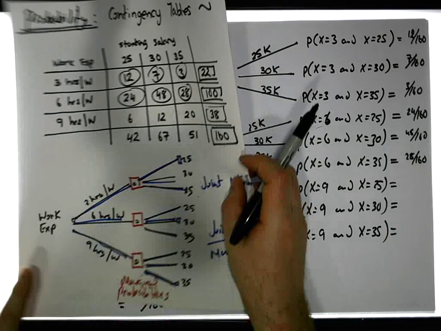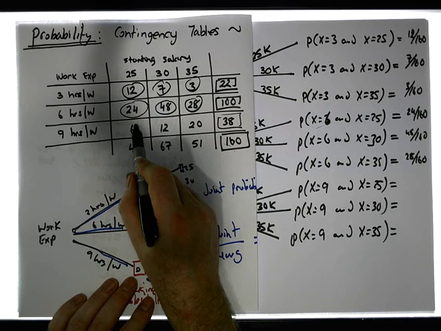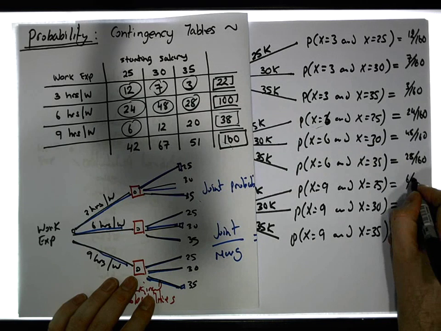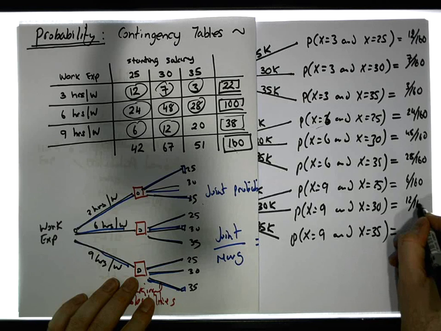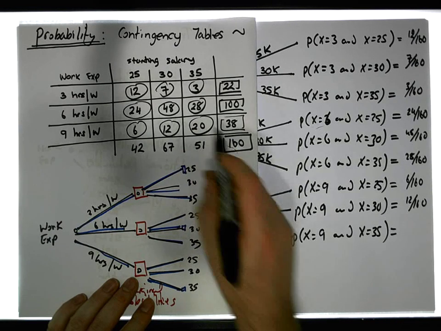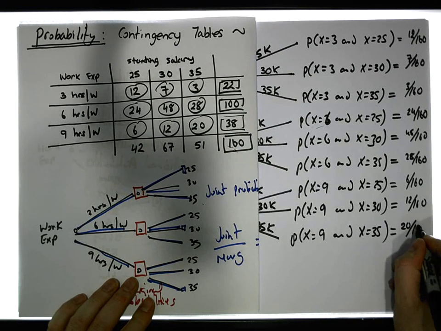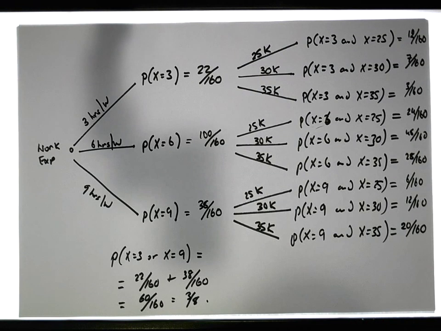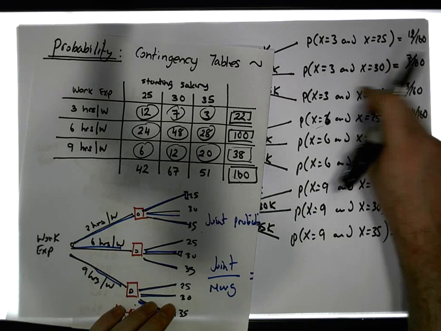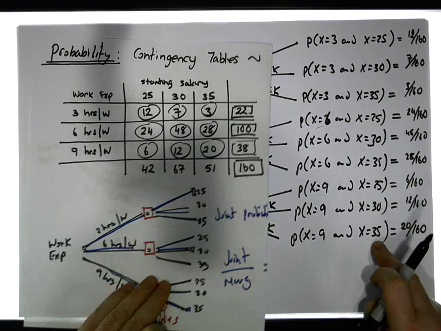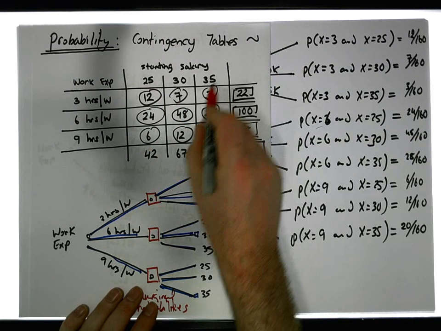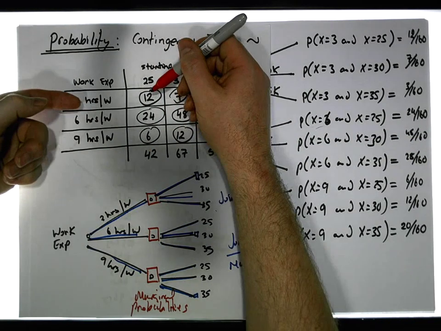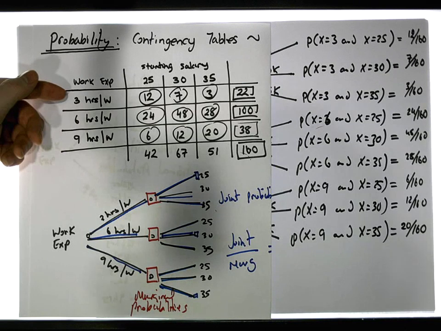Well, let's have a look. When x is 9 and 25, there's 6 people out of 160. When x is 9 and 30,000 euros, there's 12 people out of 160. And when x is 9 and 35, there's 20 people out of 160, giving us all of these joint events. So all of the joint events here, there's 1, 2, 3, 4, 5, 6, 7, 8, 9 of them, which correspond to the 9 individual values within the table, because they represent two characteristics, a measurement on both variables, if that makes sense.